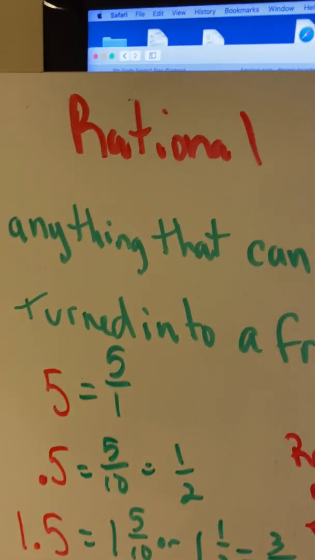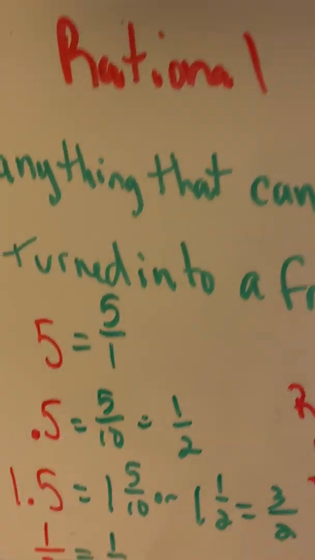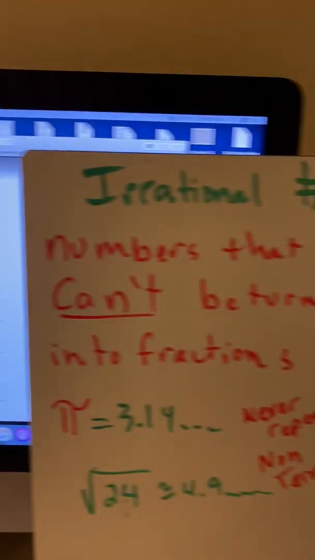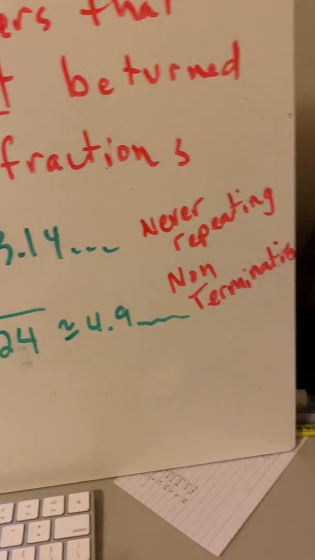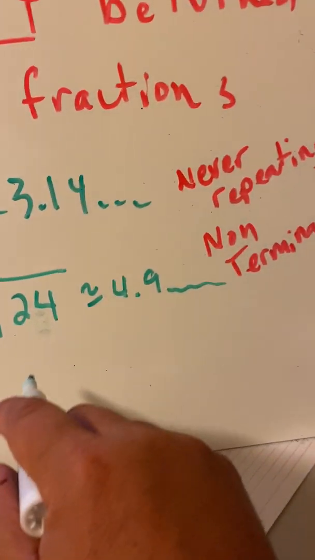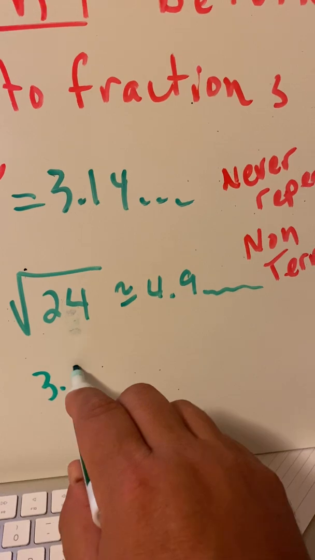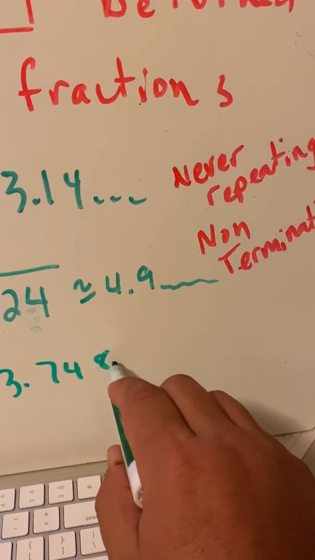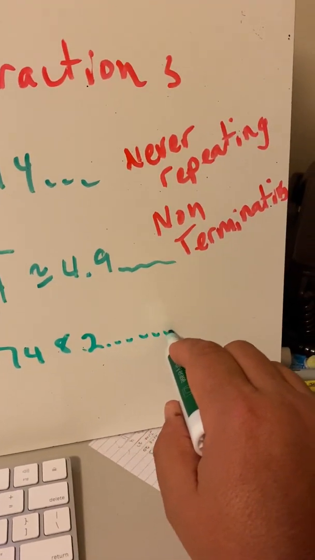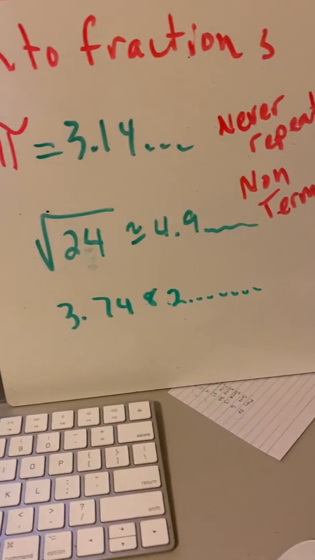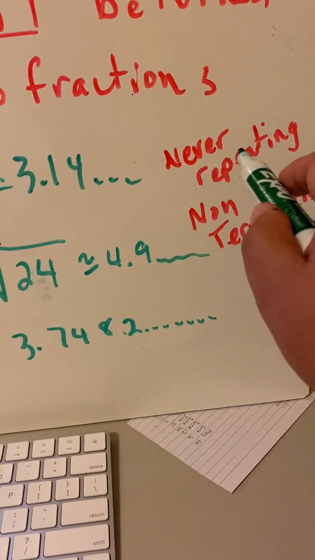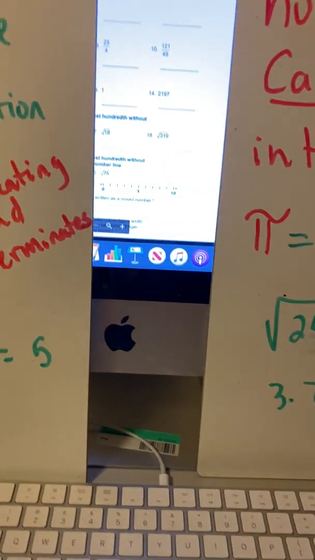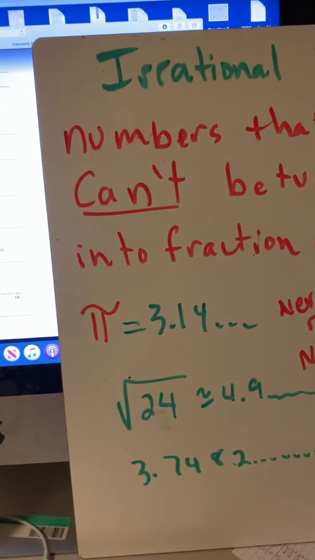So the difference between rational and irrational: rational numbers are numbers that can be turned into fractions. Irrational numbers are ones that cannot be turned into fractions, like pi and a never-ending, never-repeating decimal. So if you got something like 3.7482, blah, blah, blah, that means it keeps on going, but there's no pattern to it. There's no repeating part of it. That's a non-terminating, non-repeating decimal. Not rational. That's an irrational number.